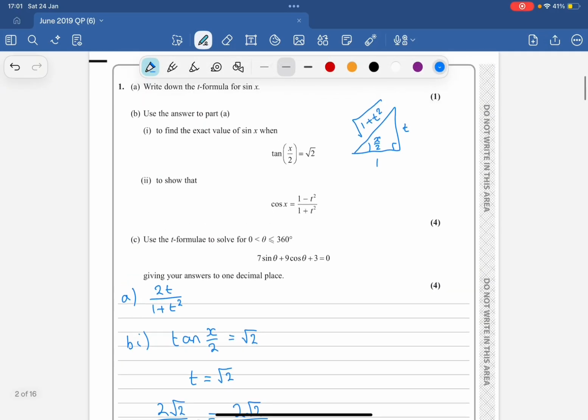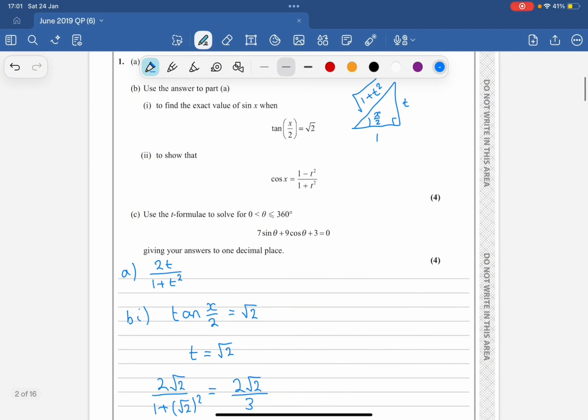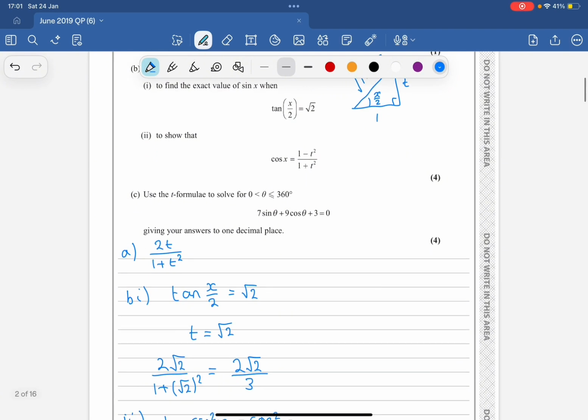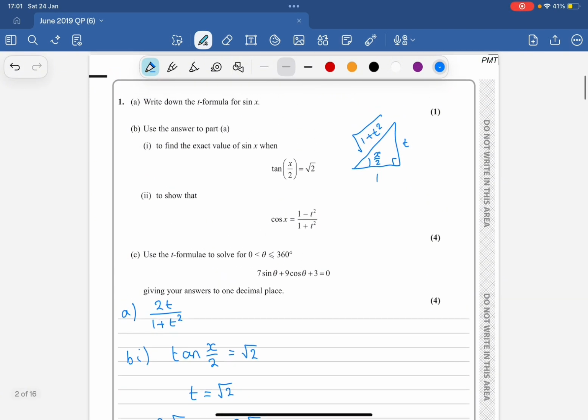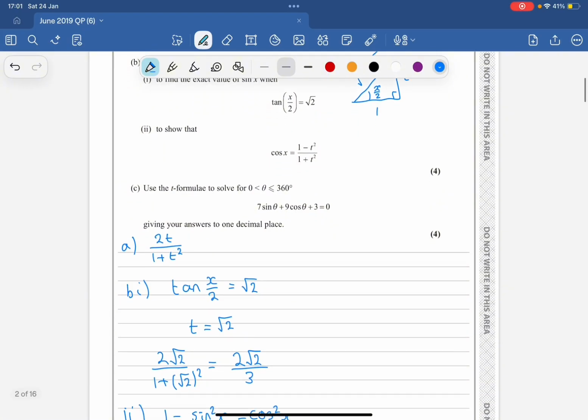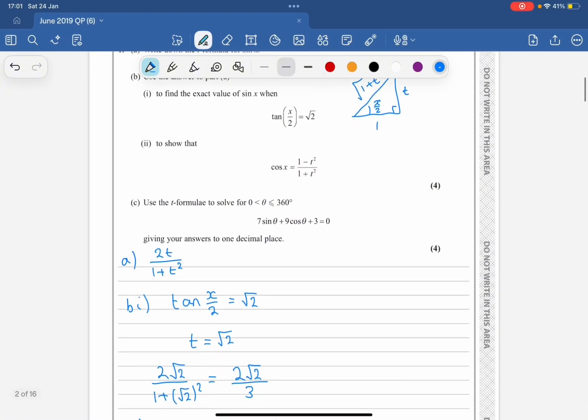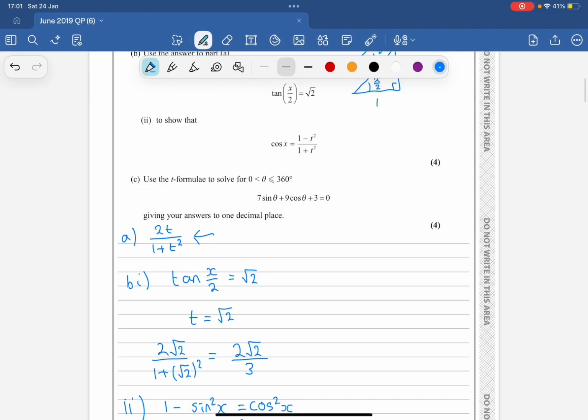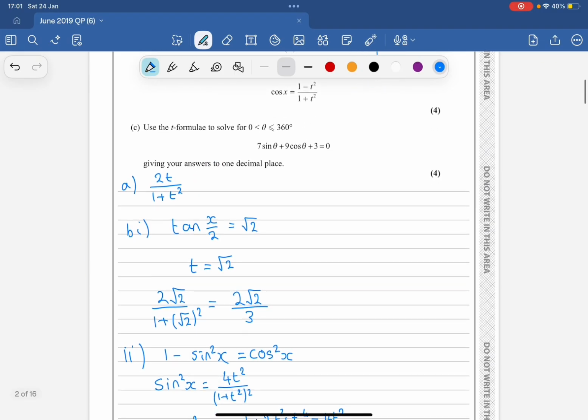Cool. So part B(i) asks us to find the exact value of sin x when tan x over 2 equals root 2. So quite clearly, we're going to be using a t substitution with tan x over 2. If t equals root 2, then using our formula for sin x here, we can just sub root 2 into t, and that tells us that sin x will be equal to 2 root 2 over 3.